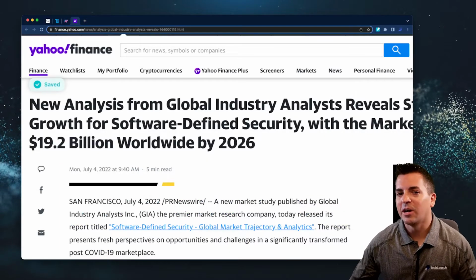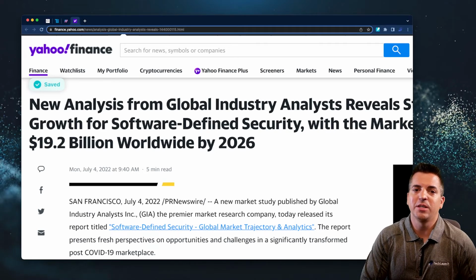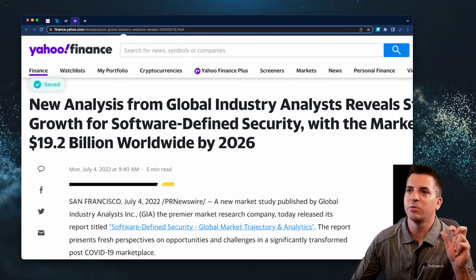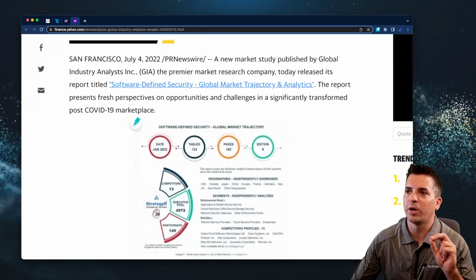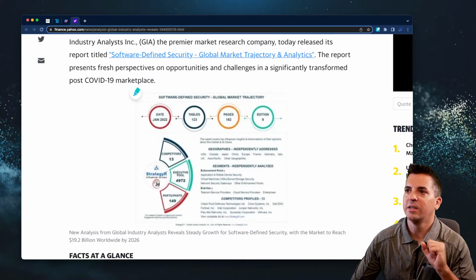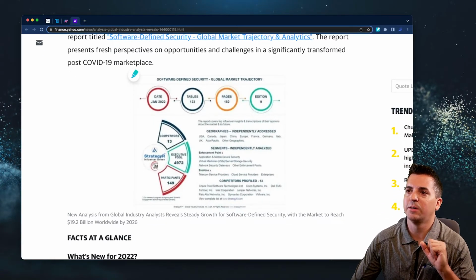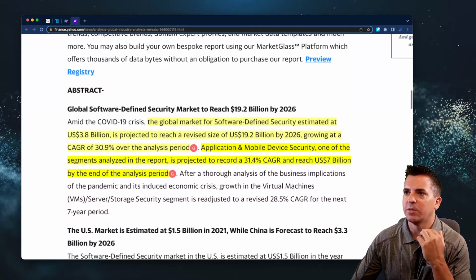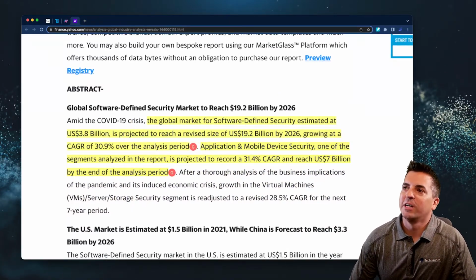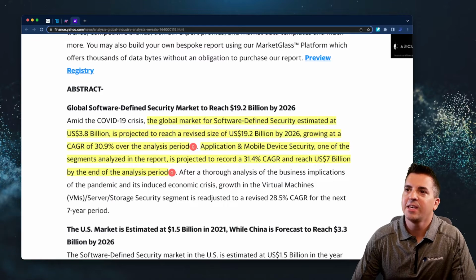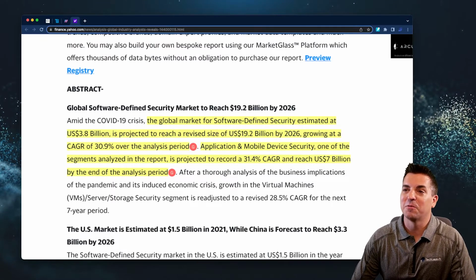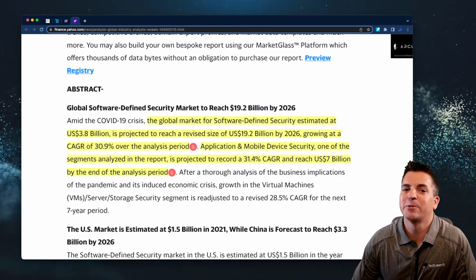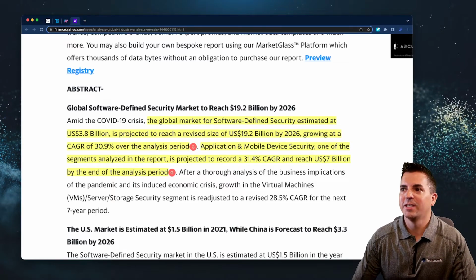Okay, so this one is really just talking about data around the opportunity with software security. Basically, the software-defined security within the market is going to be a $19.2 billion worldwide space by 2026. And so you can see some of these concepts in this research article that was done. And I've just highlighted a few things here below. So the global market for software-defined security is estimated at $3.8 billion today, and it's projected to reach a revised size of $19.2 billion by 2026. So that is a 30.9% compounded annual growth rate.